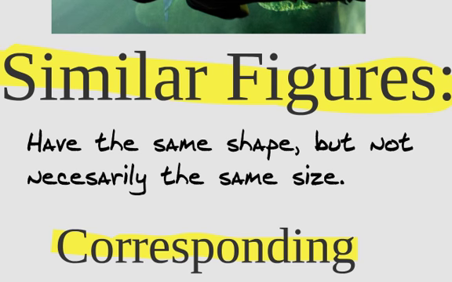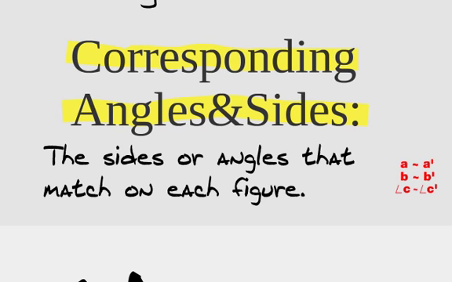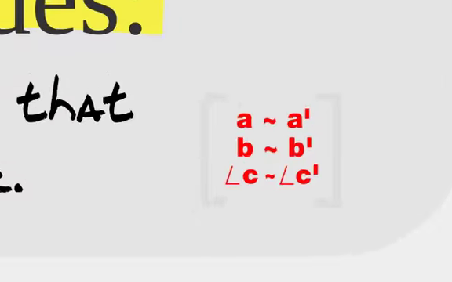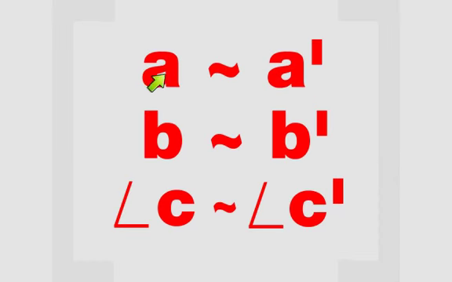If we were going to set them up, we could form a proportion with the sides. Now the corresponding angles and sides match in each figure. So we'll say it this way. A is similar to A prime, B is similar to B prime, angle C is similar to angle C prime, or actually equal. Angles are actually equal in similar figures.